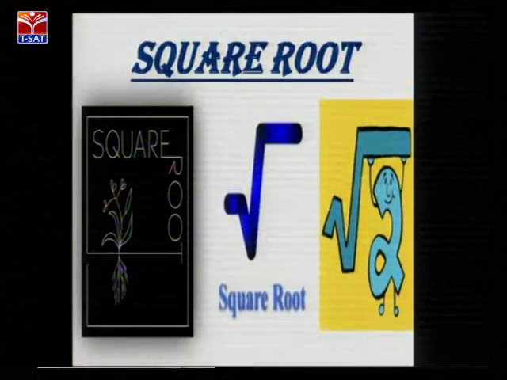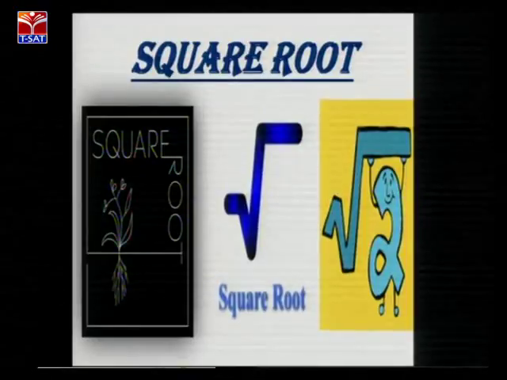Friends, before starting our concept, we want to do one energizer. Are you ready, friends? Yes. Okay, friends, let us start.